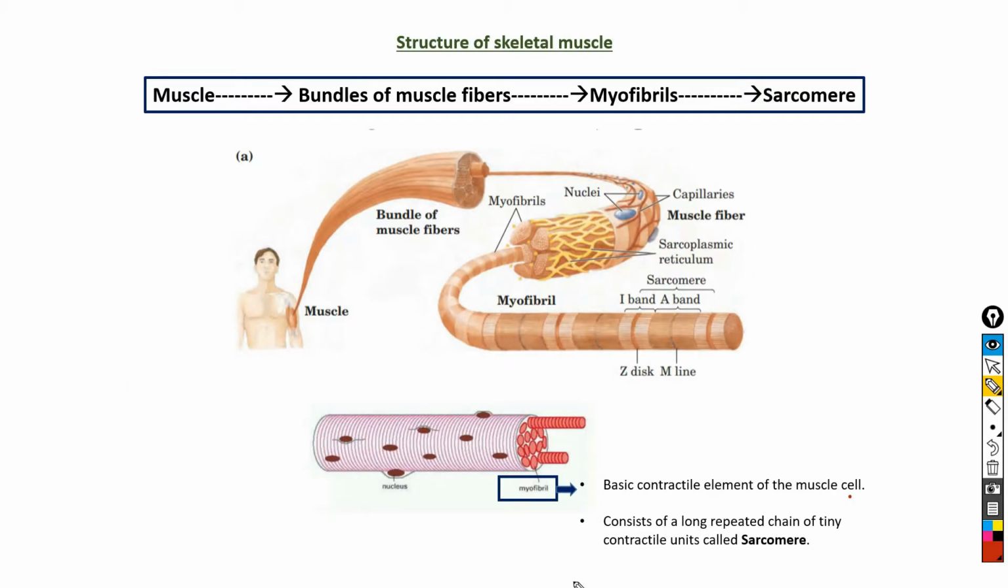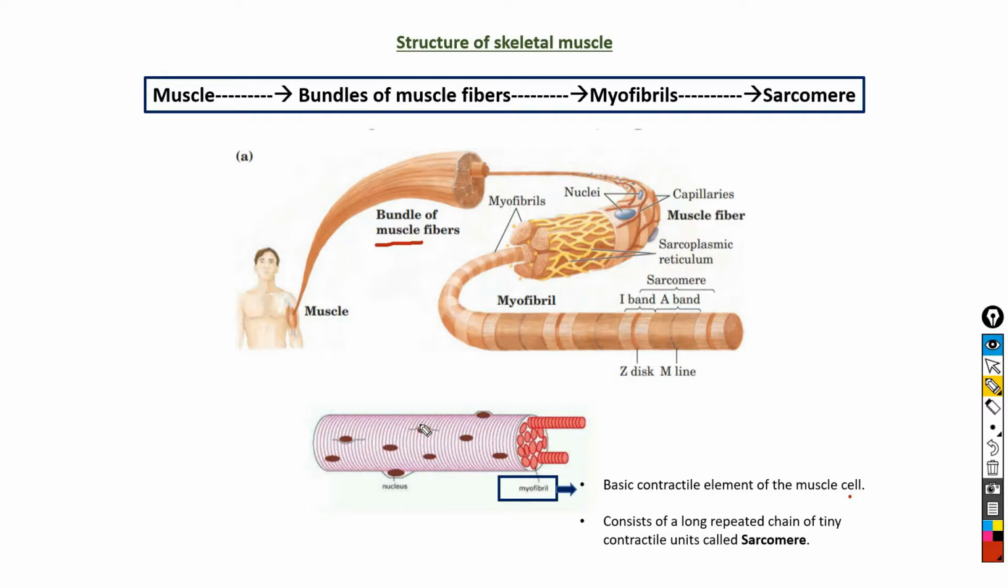So till here we have discussed myosin, actin, thick filament and thin filament. Now coming to the structure of skeletal muscle. Skeletal muscle consists of parallel bundles of muscle fibers, and each muscle fiber is a single very large multinucleated cell formed from many cells fused together, as you can see here.